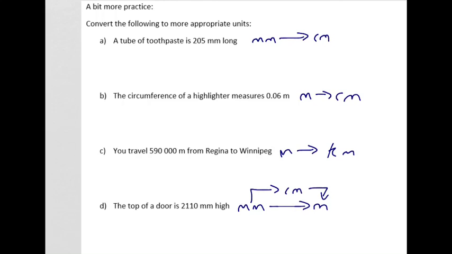What did you guys get for the first one? 2.05? To me that doesn't sound right though. Why would a toothpaste only be 2 centimeters? Seems odd. I think it's supposed to be 20.5. How'd you get that? I took 205 and then I divided it by 10. Okay. Anyone else?